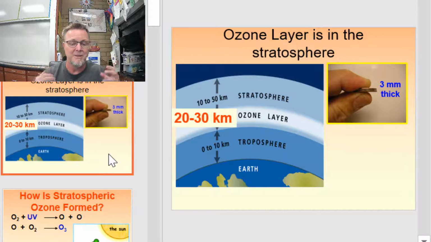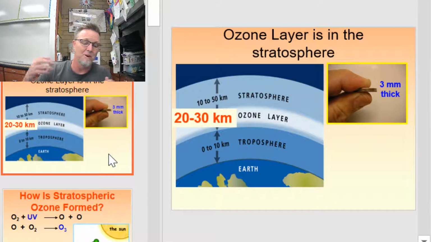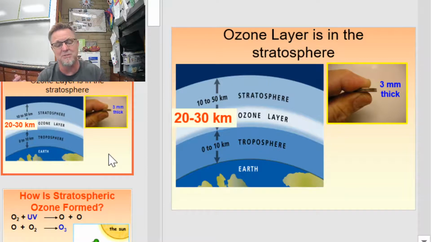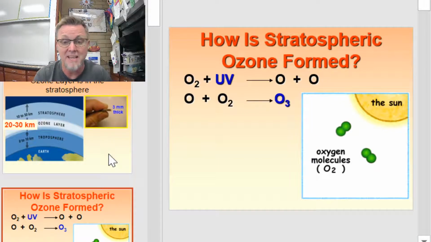So when you think about the total of 10 kilometers of troposphere and anywhere from 10 to 50 kilometers of stratosphere, the ozone layer is about 20 to 30 kilometers in thickness, which is the equivalent of about 3 millimeters, to scale.